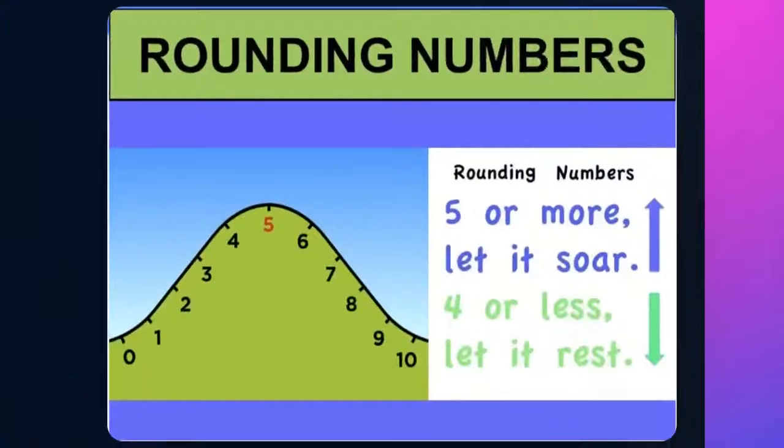So, what do we know about rounding? Well, we have a little rhyme that we've been using in class, and that some of you already knew as well. Five or more, let it soar. Four or less, let it rest. Meaning, if the digit is a 5, 6, 7, 8, or 9, you're going to round up. But if that digit is a 4, 3, 2, 1, or 0, you are going to round down.